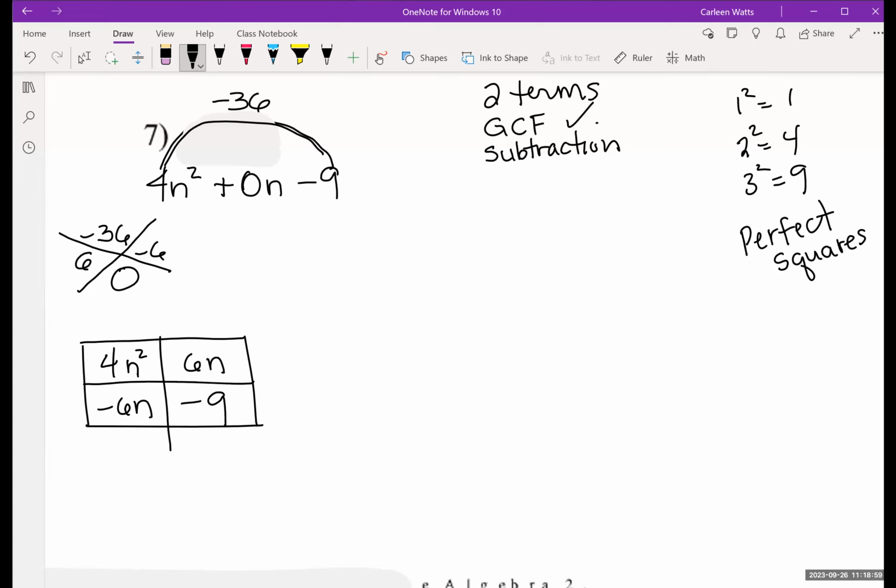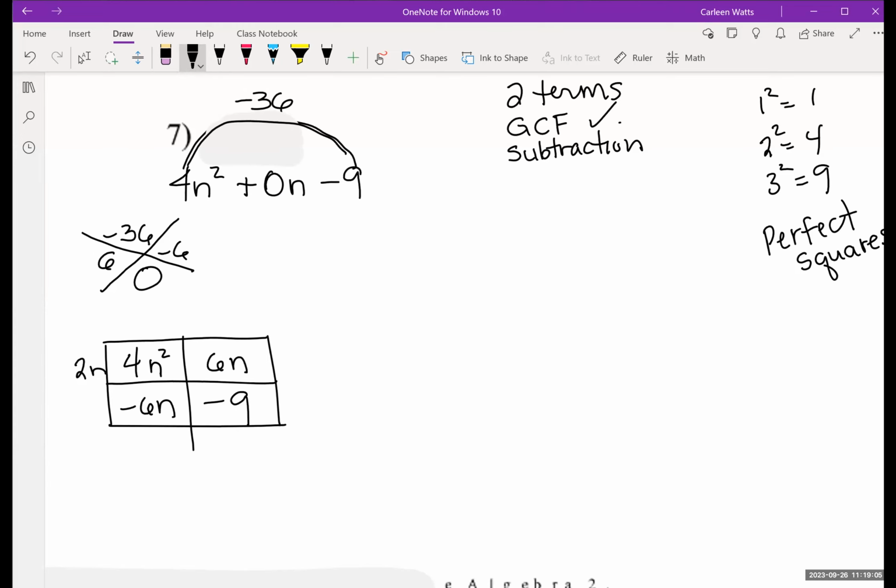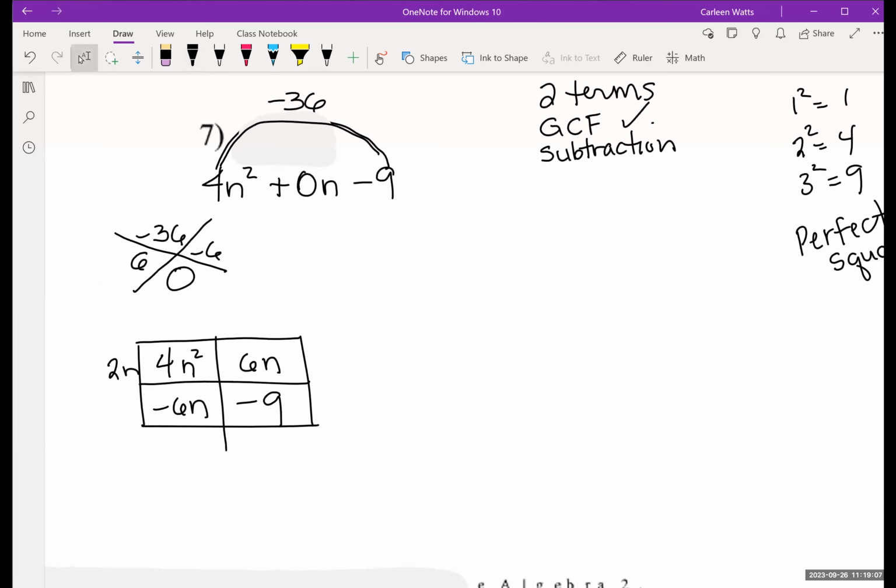Okay, GCF of the top row is 2n. 2n times 2n is 2n squared. 2n times 3 is 6n. You with me? 2n times -3 is -6n, and -3 times +3 is 3. It works. Okay. So I started with 4n squared minus 9.